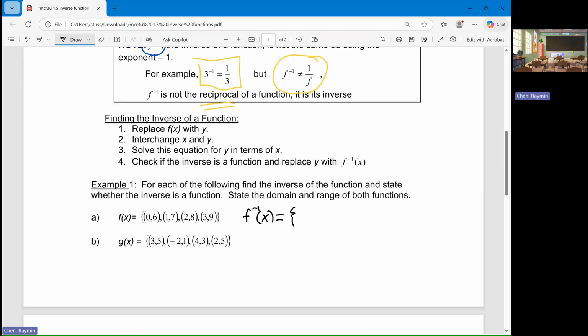Pause the video if you want to try to do it yourself. The function f at x is (0, 6), (1, 7), (2, 8), (3, 9). When we do the inverse, notice we get (6, 0), (7, 1), (8, 2), (9, 3). Really easy. Notice we swap the x's and y's.